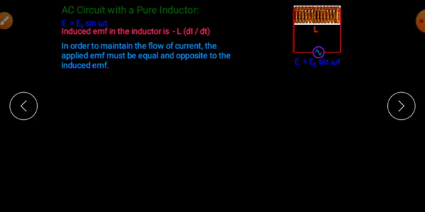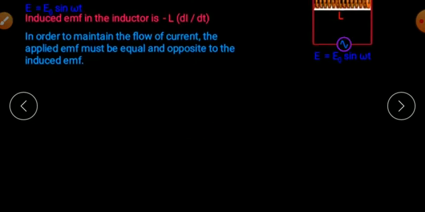As the current I in the coil varies continuously, an opposing EMF is induced in the coil, whose magnitude is given by induced EMF in the inductor is minus L di over dt, where di over dt is the rate of change of the current. In order to maintain the flow of the current, the applied EMF must be equal and opposite to the induced EMF, right?